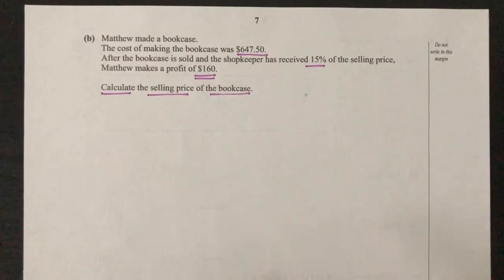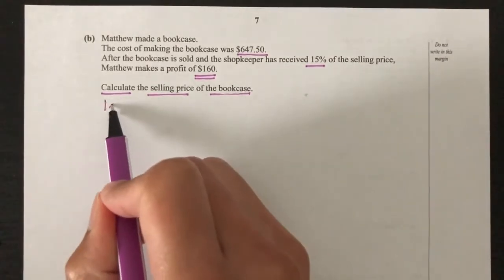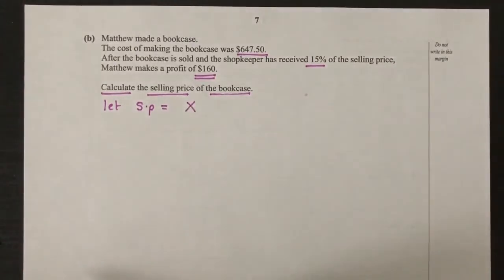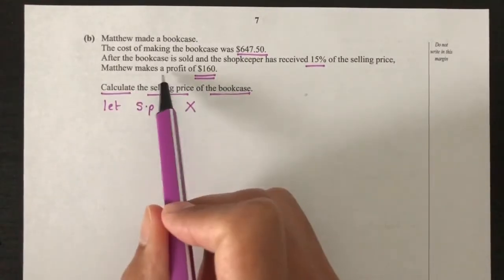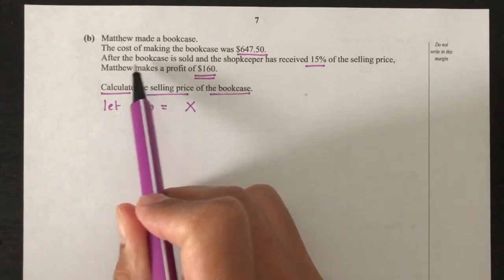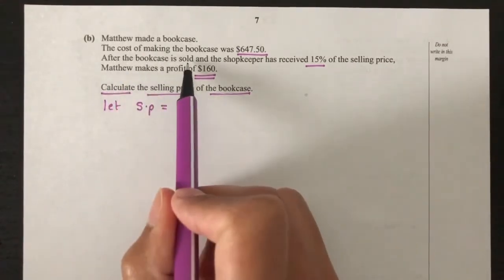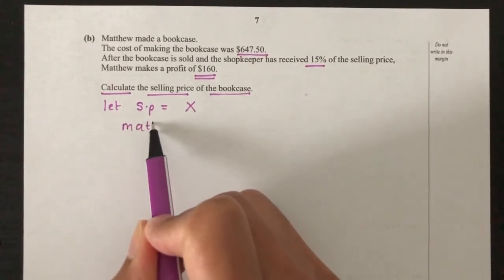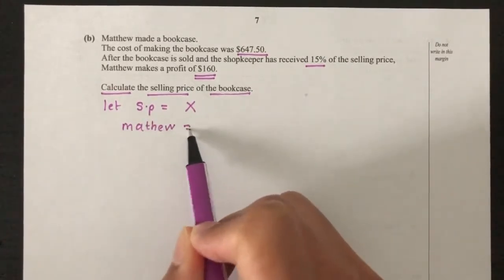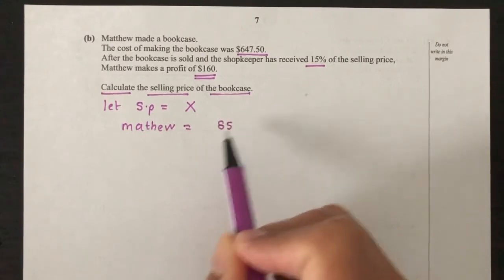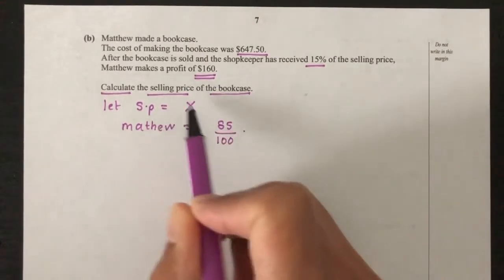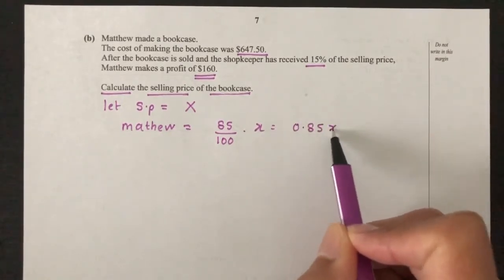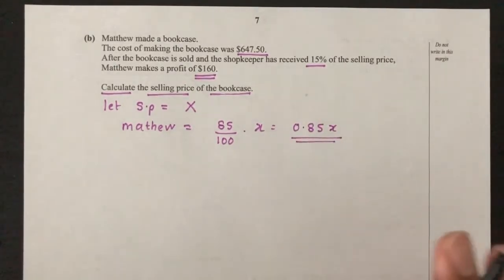So that is pretty interesting. So what can we do first? We can say let selling price equal X. Now it says Matthew makes a profit of 160, and after the bookcase is sold, the shopkeeper received this. So how much does Matthew receive? You would say Matthew receives 85% of the selling price, which is X. That will be 0.85X. That's how much Matthew receives for now.